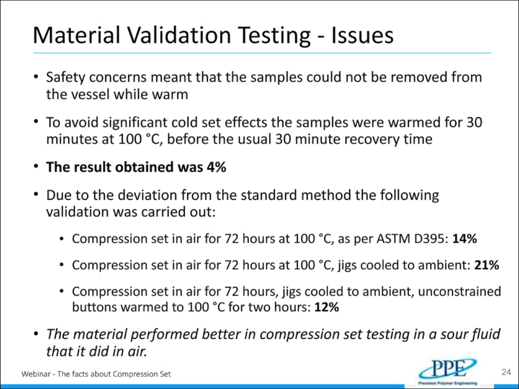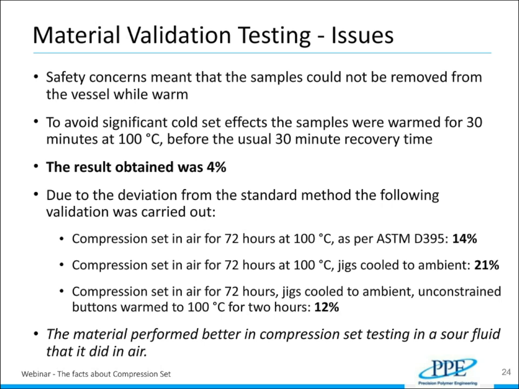The result obtained was just 4%. Now this was almost perceived to be too good by our customer. So due to this deviation from the standard method, that is the cooling and then warming unconstrained and then carrying out the measurements, we had to validate this deviation and see how much effect it would have on the results. So we did a compression set in air, as you might normally do, by the normal method, 72 hours at 100 degrees C, and returned the result of 14%.